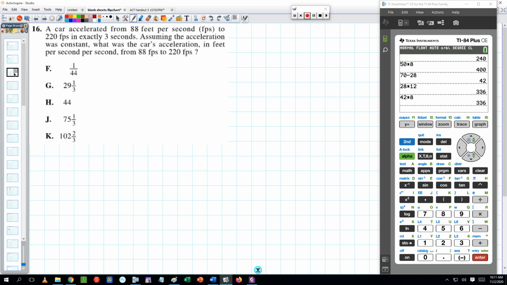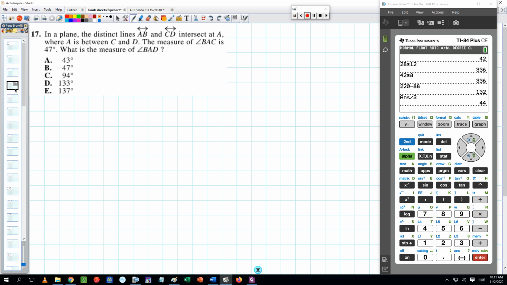A car accelerated from 88 feet per second to 220 feet per second in exactly 3 seconds. So that means it went 132 feet per second, the difference there in those 3 seconds. So 132 divided by 3 seconds is 44 feet per second.